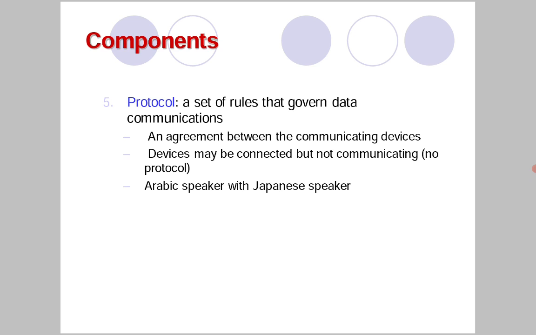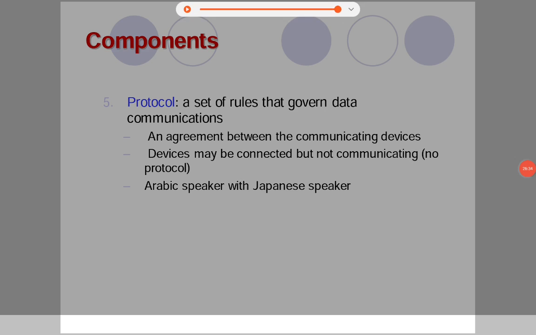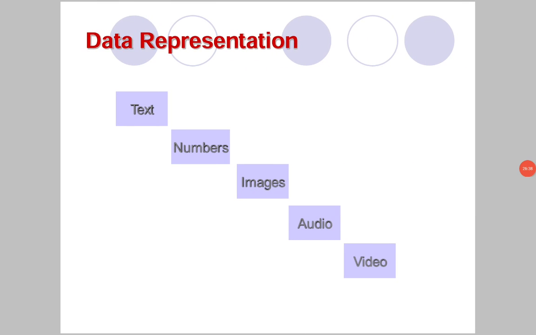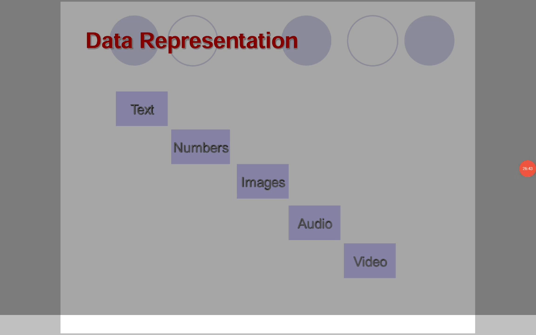So, devices may be connected, means two or more devices, computers or mobiles are connected, but not communicating. Not communicating means there is no protocol. Whenever we use the same protocol on both the devices, then only they are able to communicate with each other. Next one is data representations.